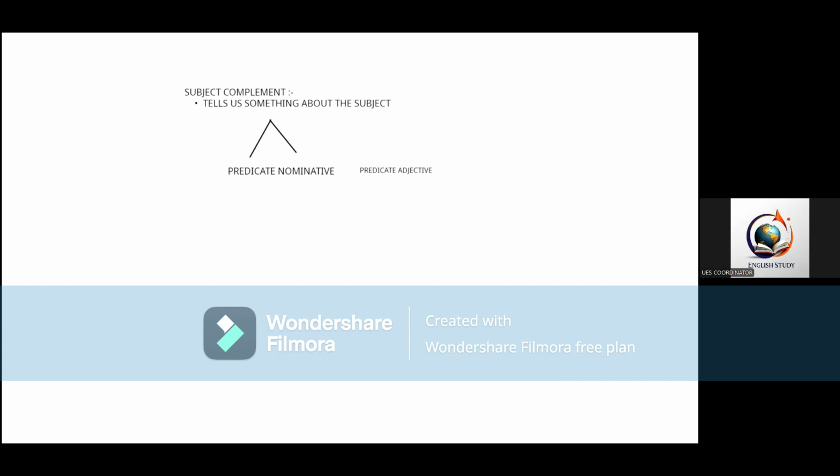So predicate nominative defines the subject, like he is my oldest friend. My oldest friend defines the subject he. So it is the predicate nominative. Like this one, we can see that predicate adjective gives detailed information about the subject.